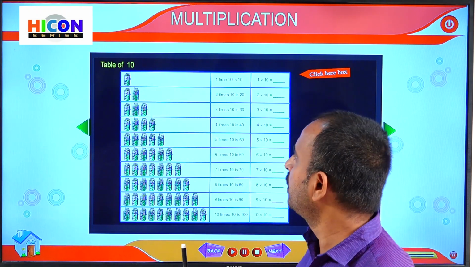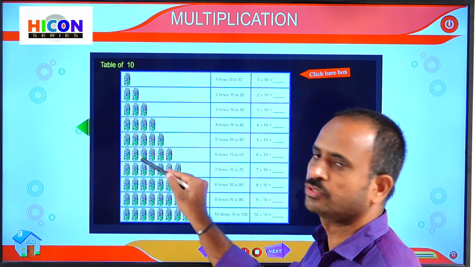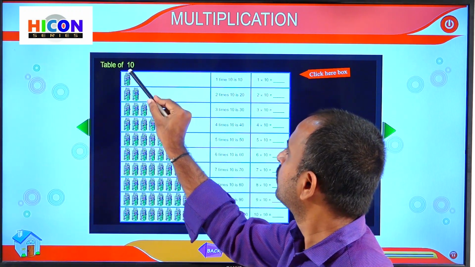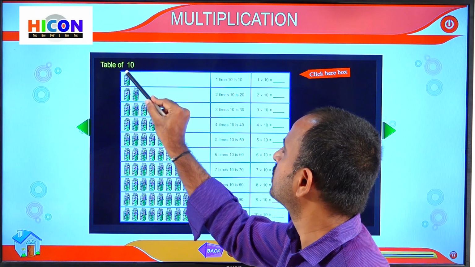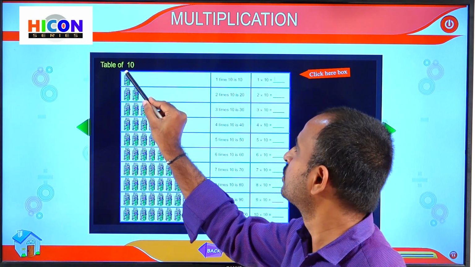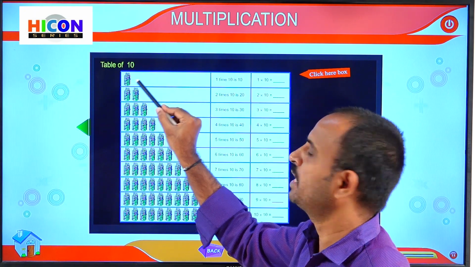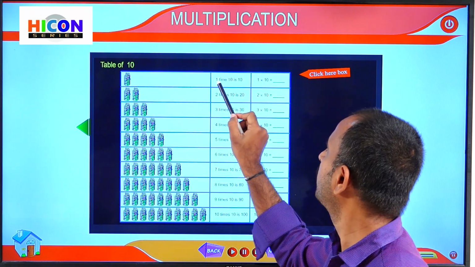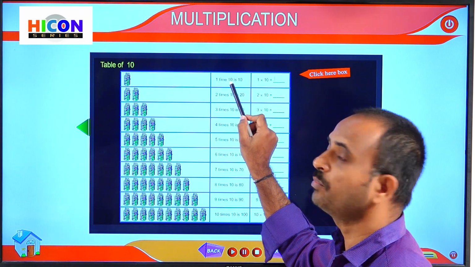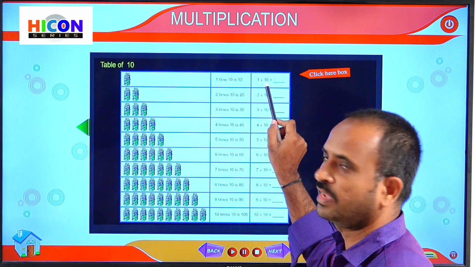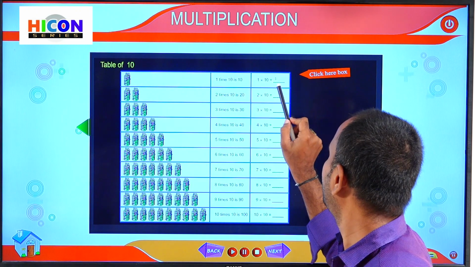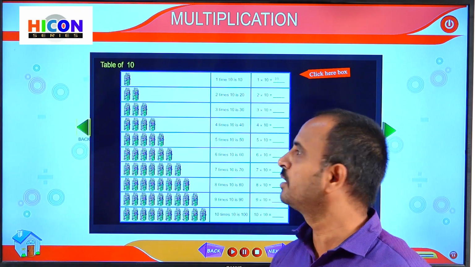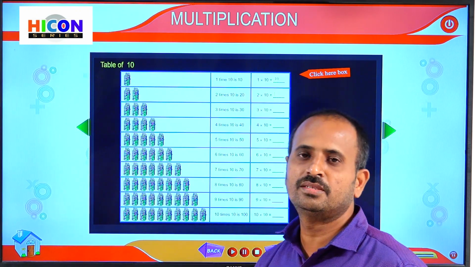So let us find the number of pencils in each group. See that. How many pencils are there in the first group? There is only one group. Each group has 10 pencils. The total number of pencils can be obtained by doing 1 times 10. That is 1 into 10. 1 ten is 10. So write 10 here. That means total there are 10 pencils.